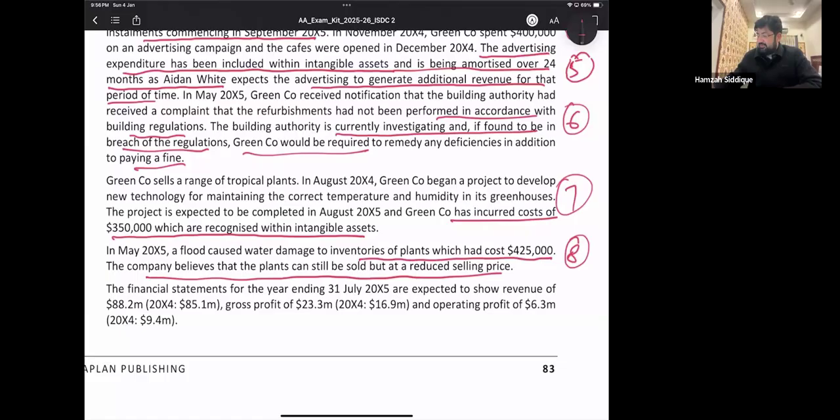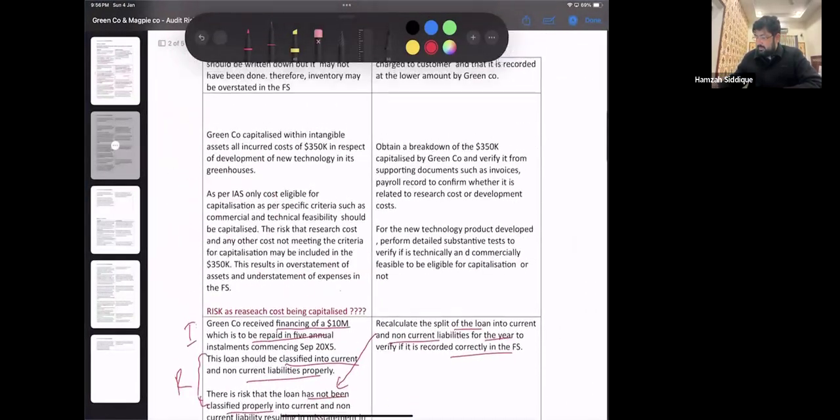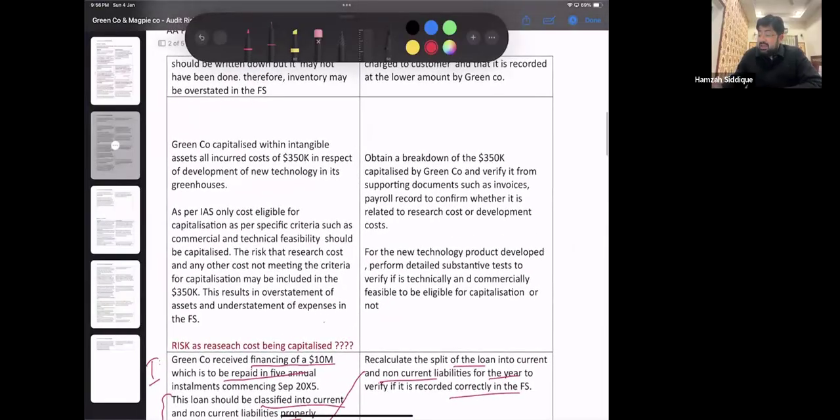Now, come, let us go through the answer. You see here, they have capitalized 350,000, development of new technology issue. As per IAS, only costs eligible for capitalization as per specific criteria, such as commercial and technical feasibility, should be capitalized. The risk is that research costs and other costs not meeting the capitalization criteria may be included. Risk, impact.